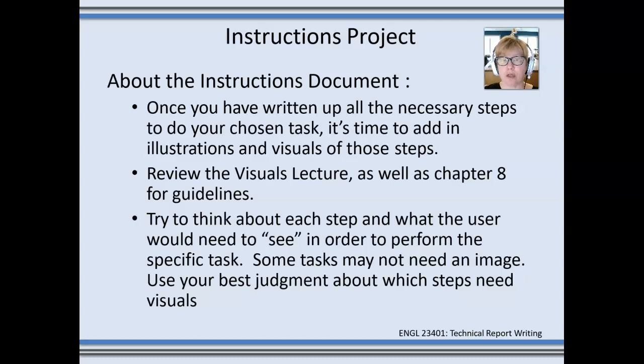So once you've written all of those steps and numbered them, that's when you start to think about what images are necessary. Sometimes you're going to find a single image can count for several steps, maybe with numbers on it or arrows. There's a visuals lecture that's available, as well as chapter 8 in our textbook that can give you guidelines for what images to include and when. Think about each step and what the reader or user would actually need to see in order to be able to complete the task.